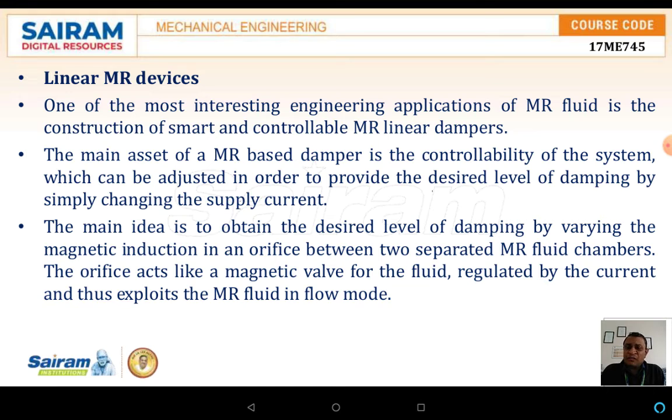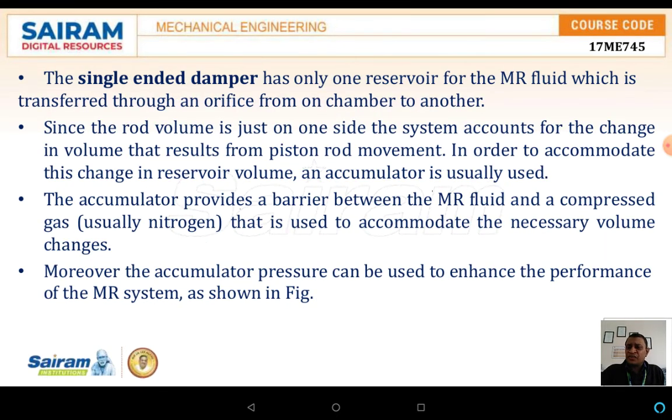The main asset of MR based dampers is the controllability of the system, which can be adjusted in order to provide the desired level of damping by simply changing the supply current. The best examples of these types of dampers may be a single-ended damper or a double-ended damper. The single-ended damper has only one reservoir of MR fluid, which is transferred through the orifice from one chamber to the other chamber.